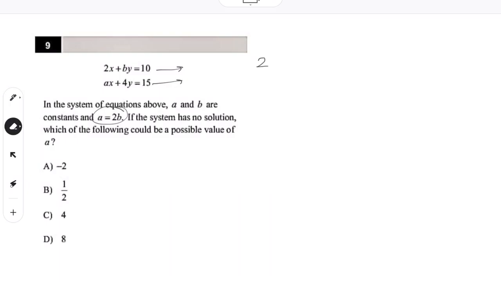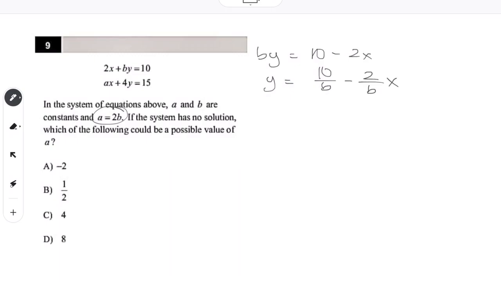So we will solve for the first one. By is equal to 10 minus 2x. Divide both sides by b, so we get y is equal to 10 over b minus 2 over b times x. For the other equation, we have 4y is equal to 15 minus ax. Divide both sides by 4, so we have y is equal to 15 divided by 4 minus a over 4 x.